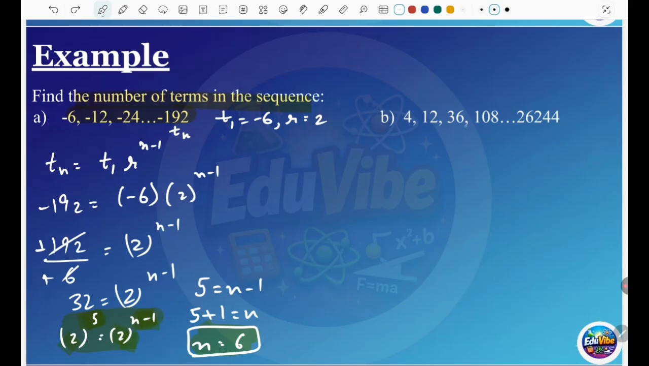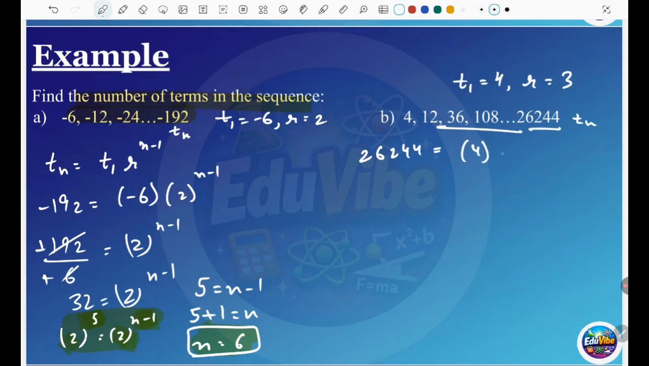For the next one, we have a t1 of 4. What's the r in this? 12 divided by 4 is 3 in that case. So they've given us the tn. 26244 is equal to 4 times 3 raised to power n minus 1. 26244 divided by 4 is equal to 3 raised to power n minus 1.